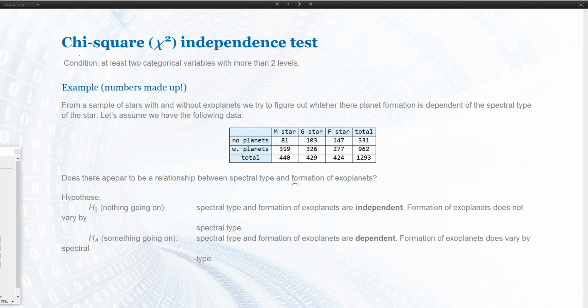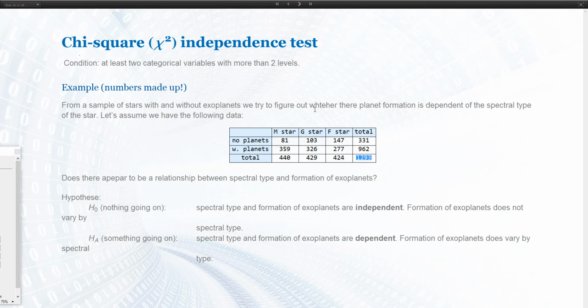Let's say this is our data. Yeah, we have 81 out of 440 M stars without a planet and 359 with, and we have 103 out of 429 G stars without, and those for the F stars. In total we have 1293 stars. Now, is there some relationship between the rows and the column, basically? Yeah? Have certain spectral types higher chance to have a planet?